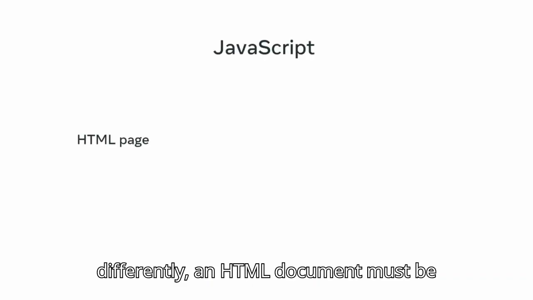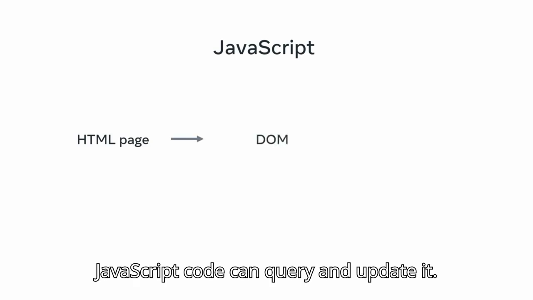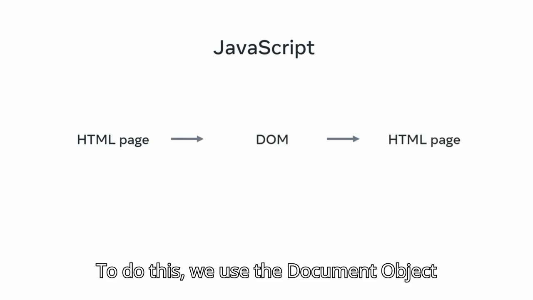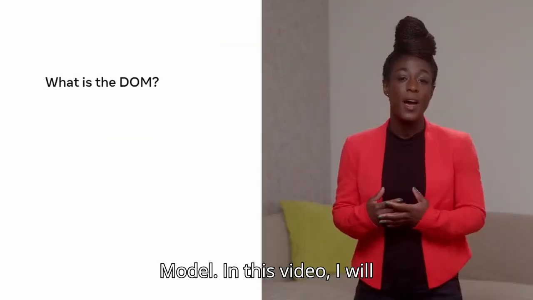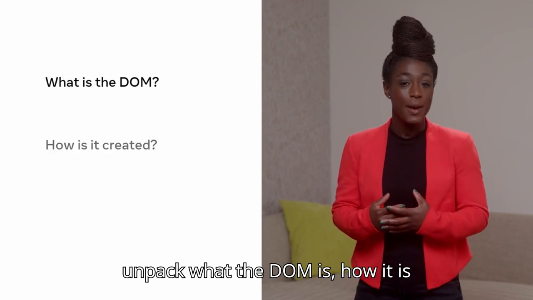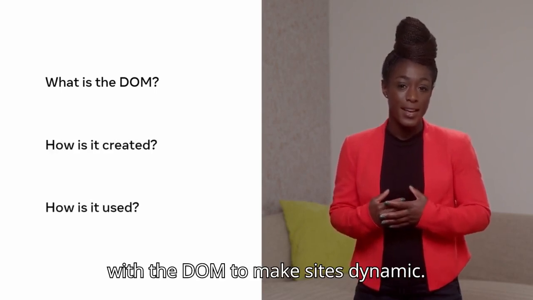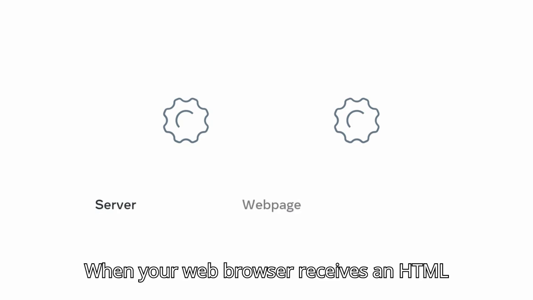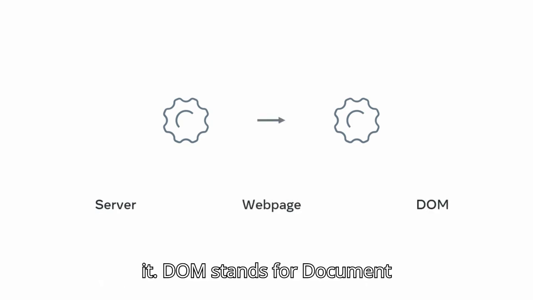Or, let me put it differently. An HTML document must be represented in a certain way so that JavaScript code can query and update it. To do this, we use the document object model. In this video, I will unpack what the DOM is, how it is created, and how JavaScript interacts with the DOM to make sites dynamic. When your web browser receives an HTML page, it constructs a DOM to represent it.